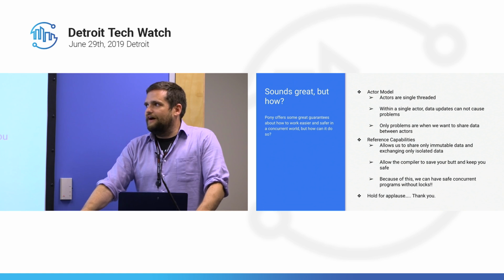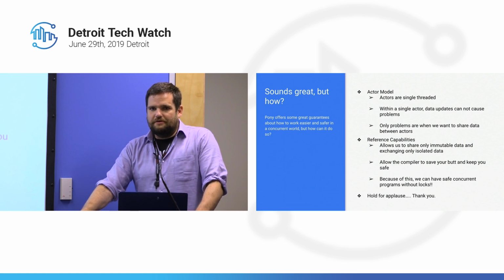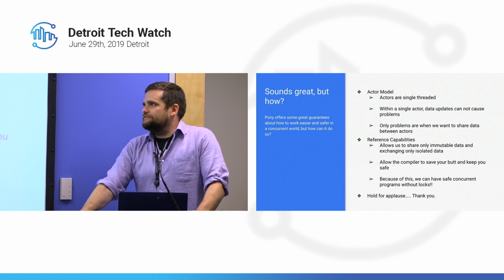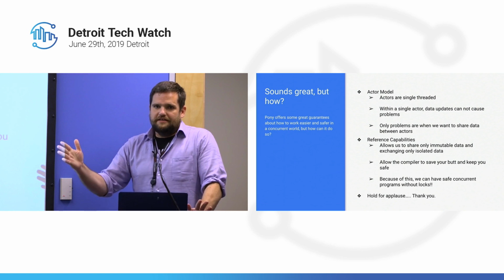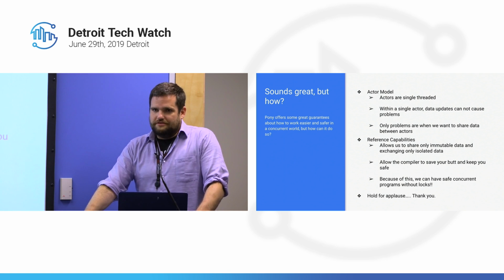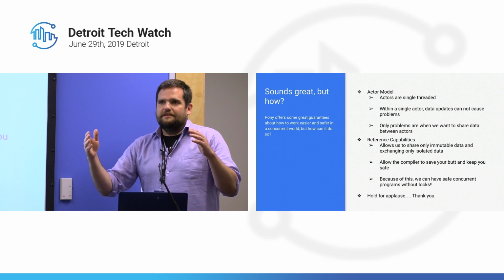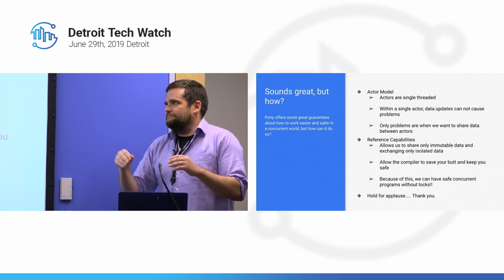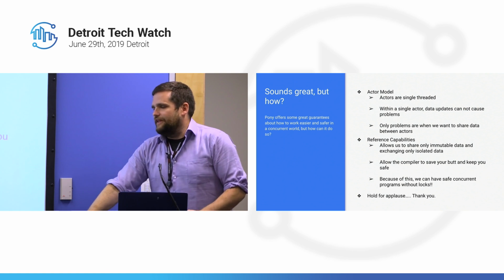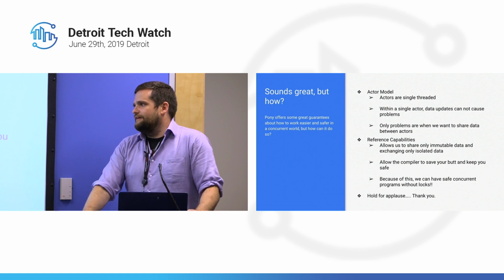Amongst the community, we have found that this is by far the biggest stumbling block for people learning Pony. So reference capabilities, why they're important to us and why we have them. It allows us to share immutable data and exchange only isolated data. Because if it's isolated, you're not worried about it. And if it's immutable, you can also share it, but then you get into, okay, if it's updated, how does everyone else know it's updated? So you get a little issue with that.